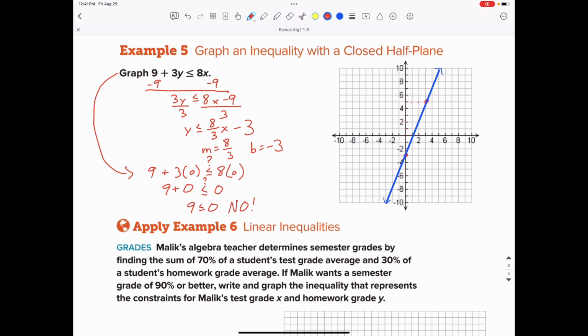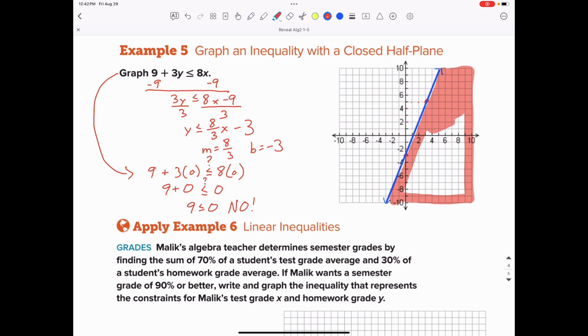That's a big no. So since it's a no, and since test point (0, 0) is on the left side of the boundary, that means none of the points on that side should work. So the points that do work have to be on the other side, the right side of the boundary. So I will shade in the entire right side.